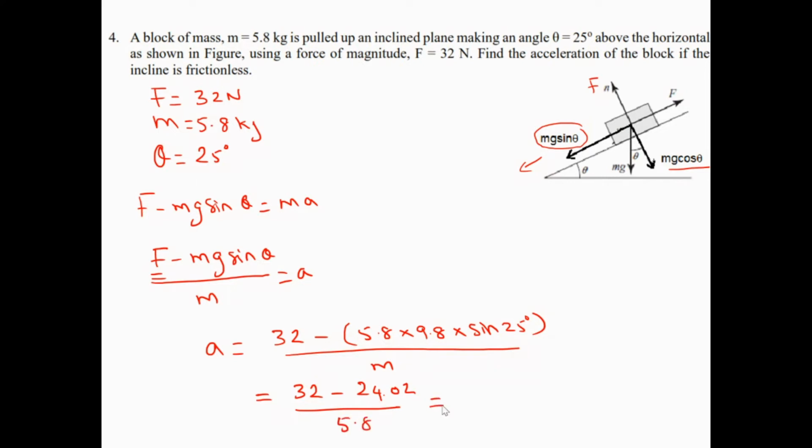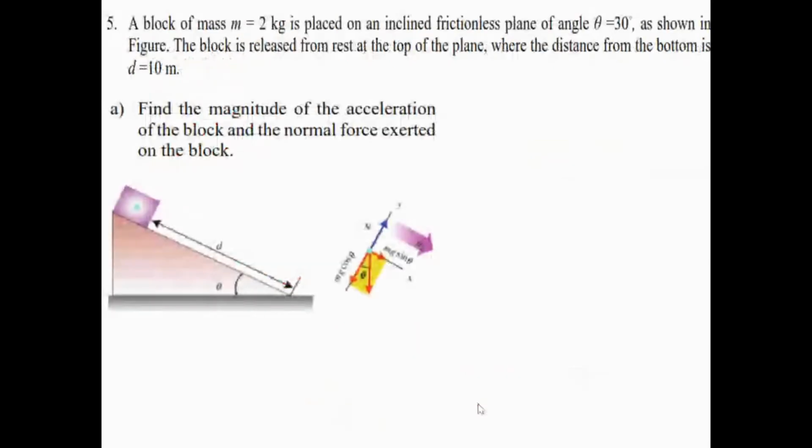So now what should be the answer? 32 minus 24.02 divided by 5.8 gives you the answer of 1.376. So the answer here is 1.376, and the unit is meter per second square. So this is the answer for this question. Clear? Understand? So now we have to go for the fifth question.